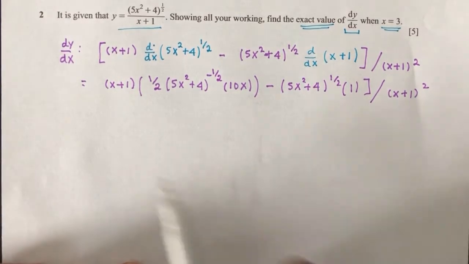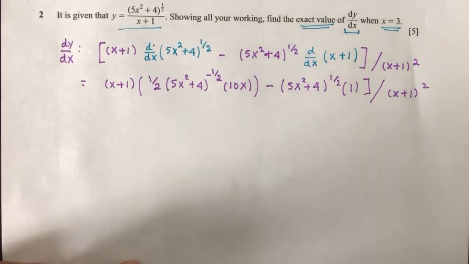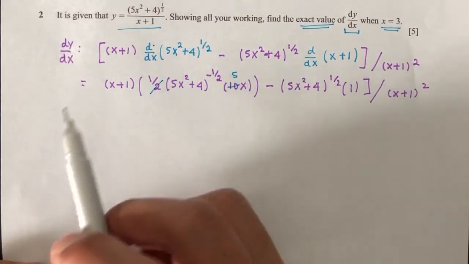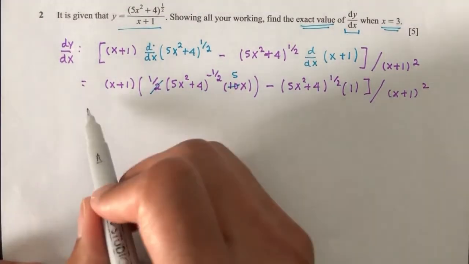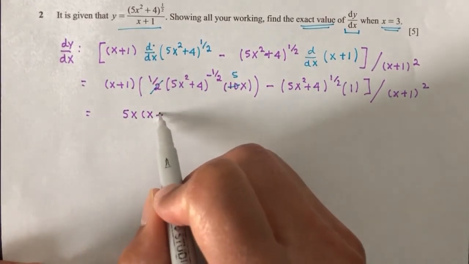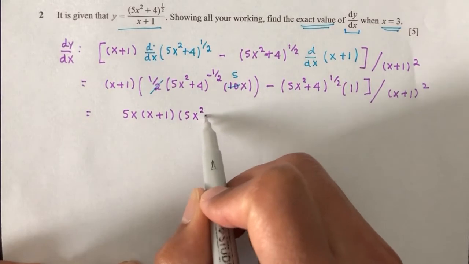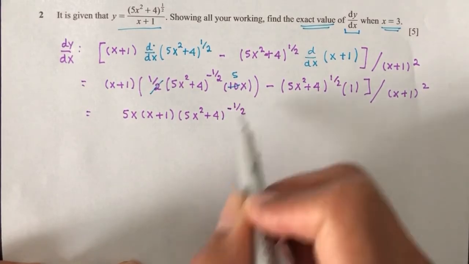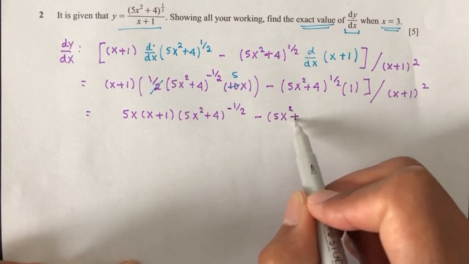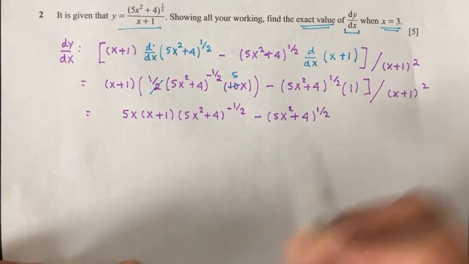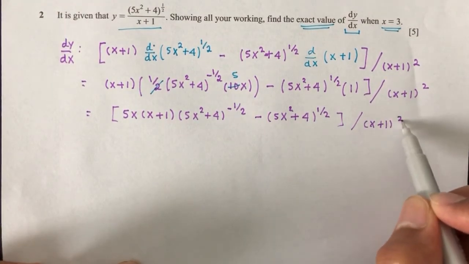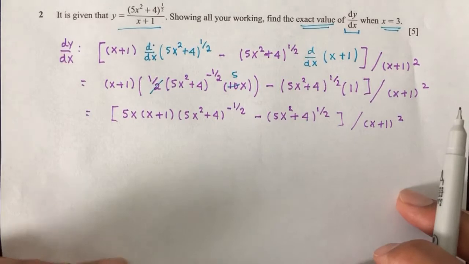Now we can simplify. You see 2, so 2 into 10, that will be 5. So let's simplify. 5x remains, so 5x times x plus 1, then we have x squared plus 4 power of minus half. Same, minus 5x squared plus 4 power half. Now that's same, divided by x plus 1 power 2. So we don't need to go all the way.